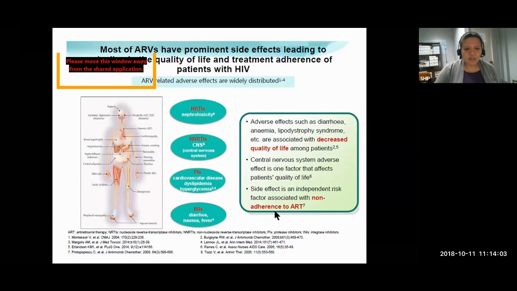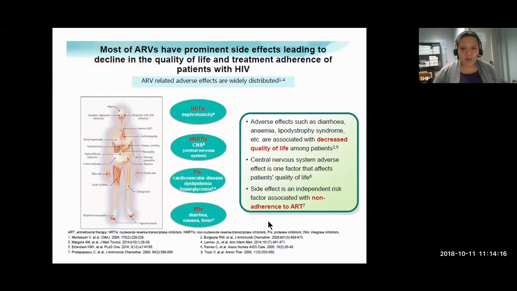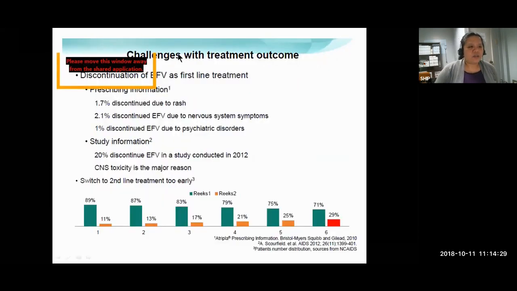Okay? So it is important to remember that side effect is an independent risk factor associated with poor compliance to ARVs. Poor compliance leads to, like I said earlier, lack of viral suppression, emergence of resistance, occurrence of opportunistic infection, and systemic inflammation. We know this story all the time, no? So sometimes the patients will just discontinue their medications because they cannot take the side effects anymore.